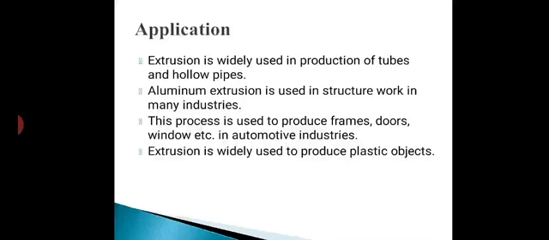Now, the various applications of the extrusion process are: extrusion is widely used in the production of tubes and hollow pipes. Aluminium extrusion is used in structural work in many industries. The extrusion process is also used to produce frames and door windows in the automotive industry. Extrusion is widely used to produce plastic objects, and it is mostly applicable in plastic product manufacturing.